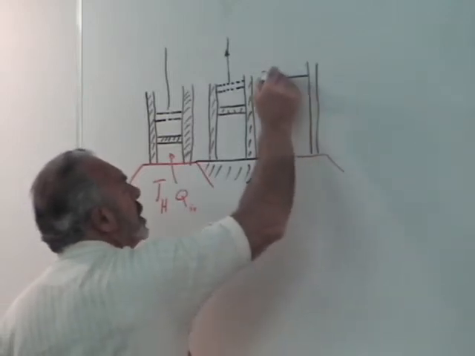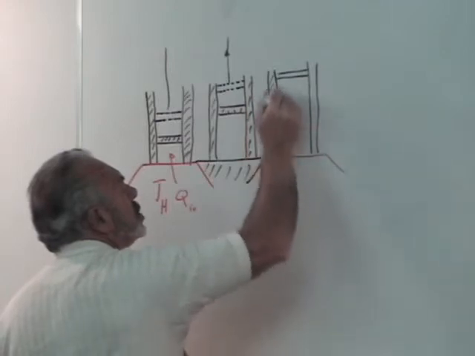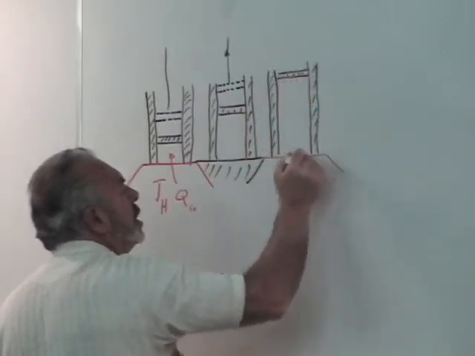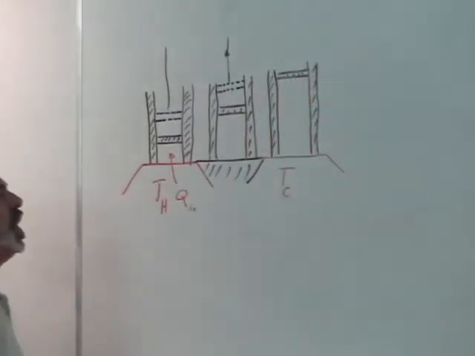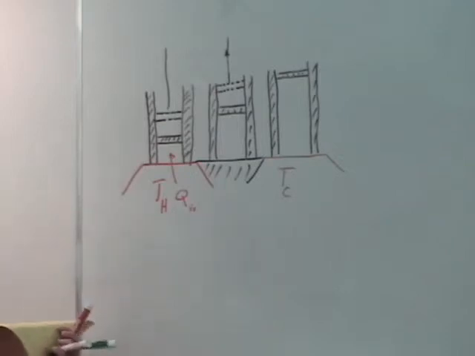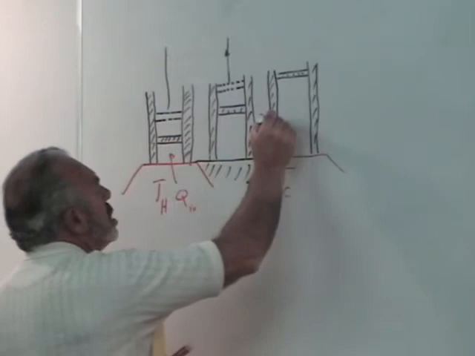Now let's see, we've expanded to here. This is all perfect insulator. This is a reservoir at the new lower temperature, and I'm going to compress this system back down to some intermediate volume, perhaps about here.